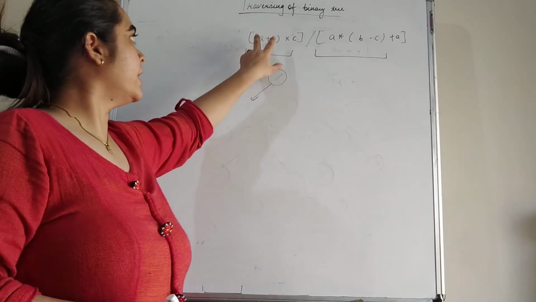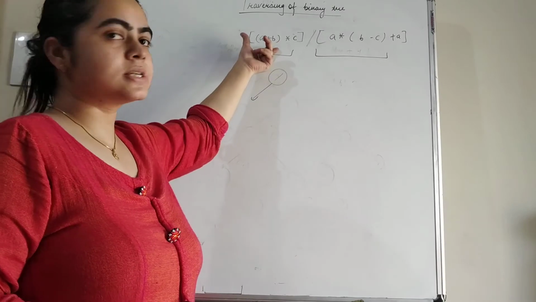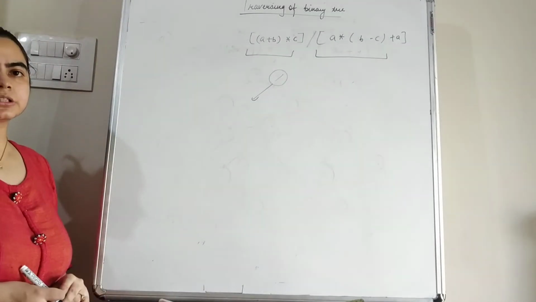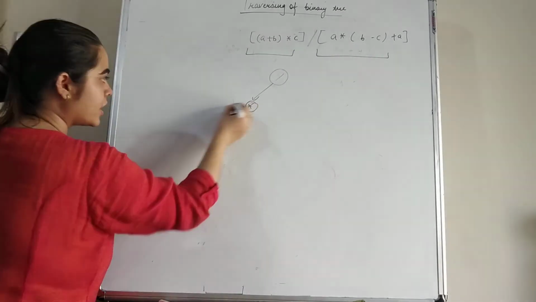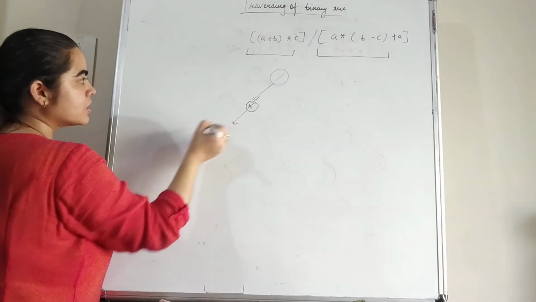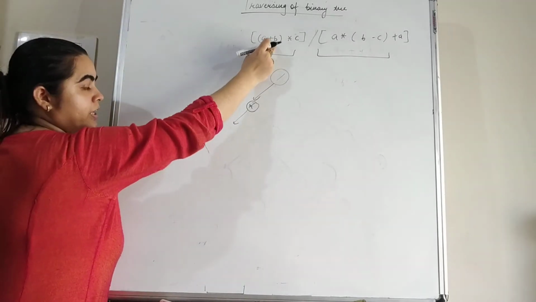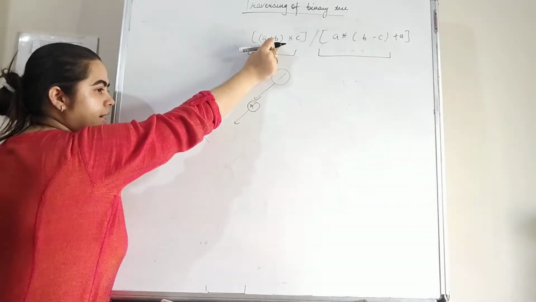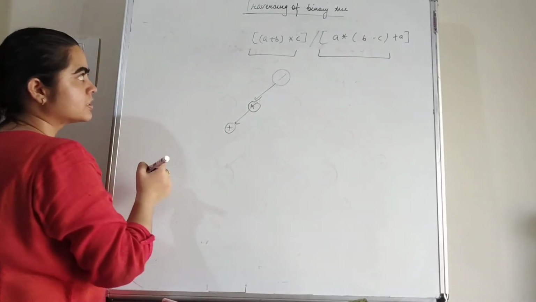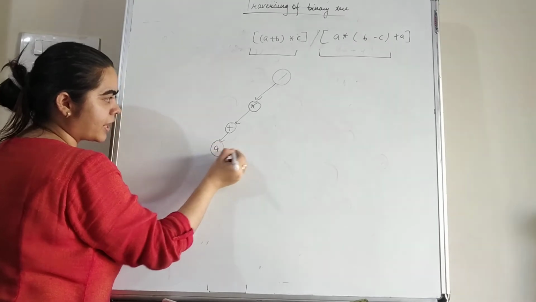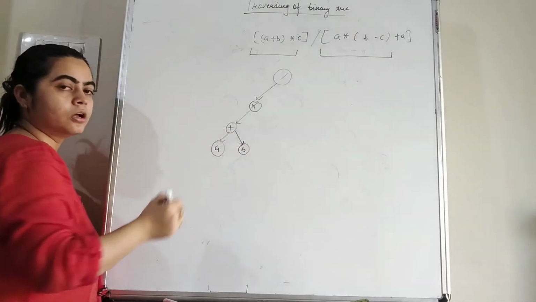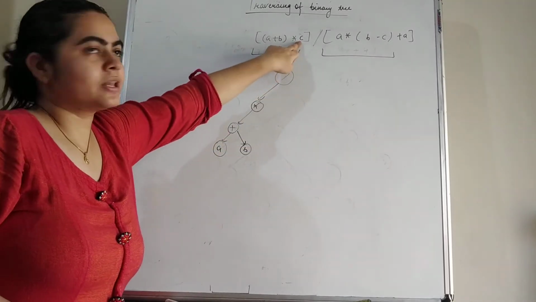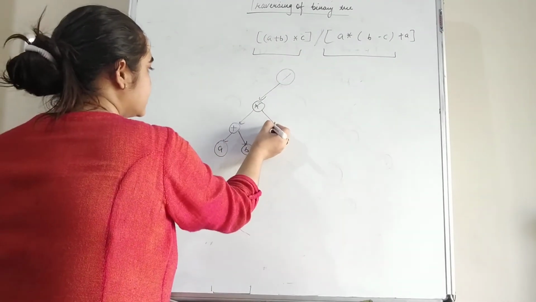Now you can see a plus b is in the bracket, so that means this is one expression, and the second expression is c, and in between there is a multiply symbol. So we can put multiply here, and on the left side we can write, again in this expression, in between there is plus, and on the left side there is a, and on the right side there is b. So in between there is plus, and on the right side we can write b, on the left side we can write a. Now on the right hand side of multiply there is c, so we can write c here.